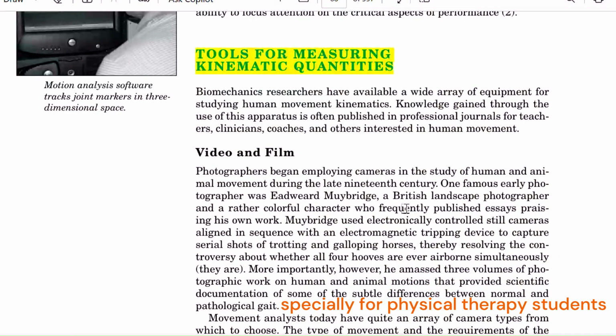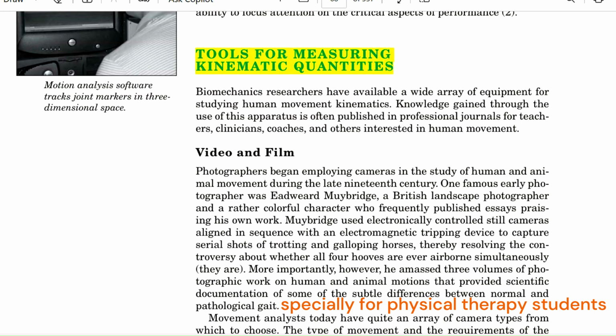Hello everyone, I'm back with a video lecture and today we are going to discuss the tools for measuring human motion, or you can say the kinematic quantities. Basically, what we have to study in this is measuring human movement, diagnosing abnormalities, and guiding or helping in rehabilitation.